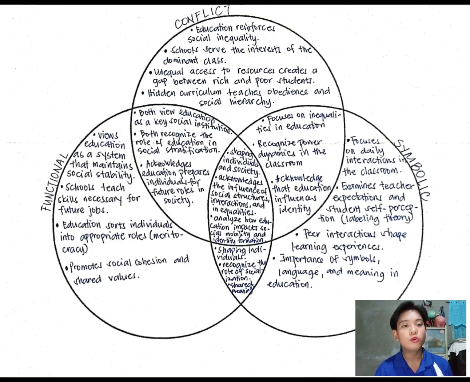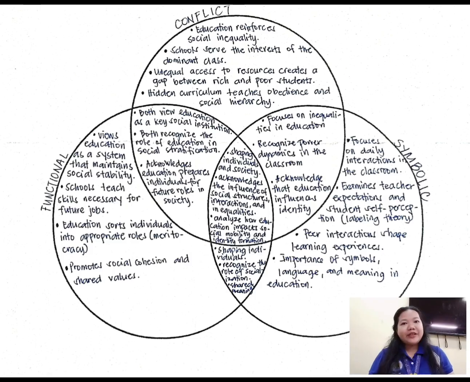Additionally, both theories highlight the importance of shared meanings in education, whether through cultural values or symbolic communication. They also acknowledge the role of socialization in schools, although functionalism sees it as a structured process, while symbolic interactionism examines its occurrence through everyday interactions.